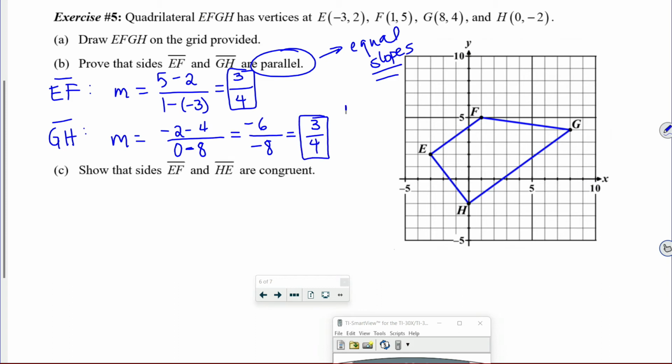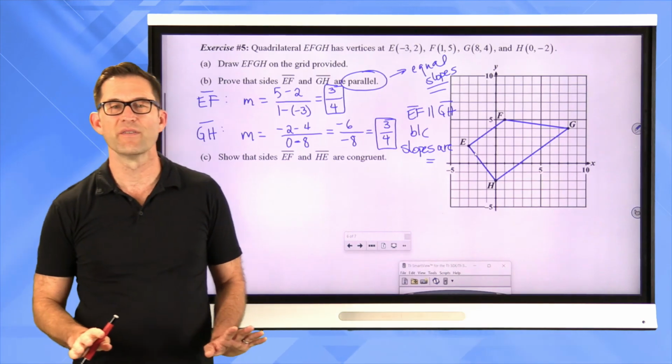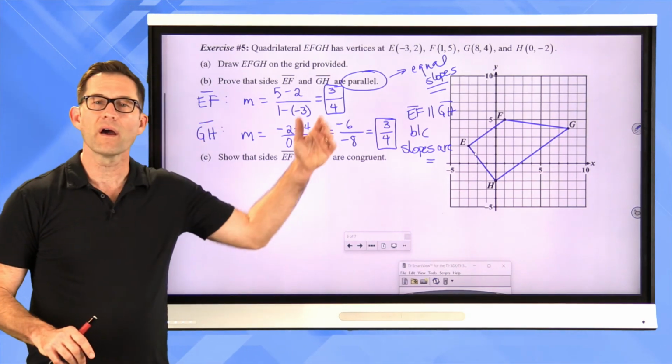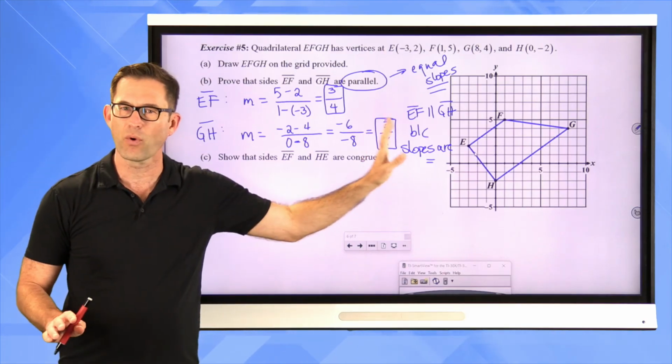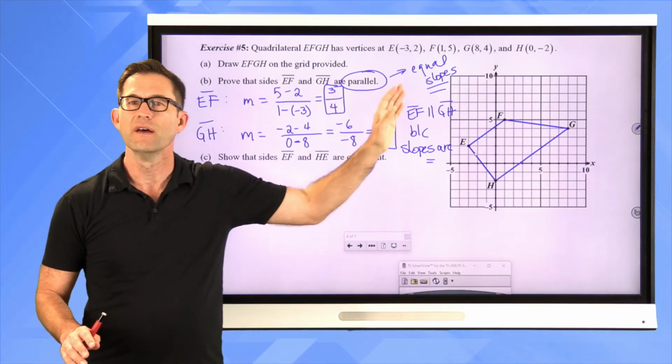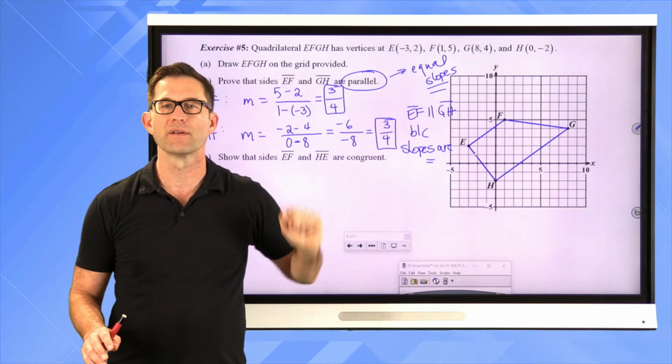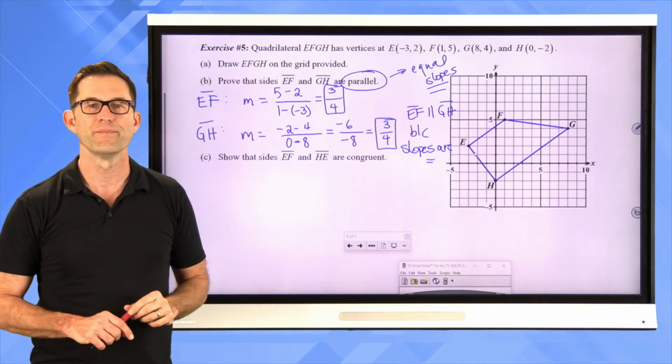And therefore, EF is parallel to GH because slopes are equal. All right, I had to kind of shove it in there. And again, we kind of expected that because we had our strategy up front, but it's important once we've got those two slopes to state formally: EF is parallel to GH because the slopes are equal.